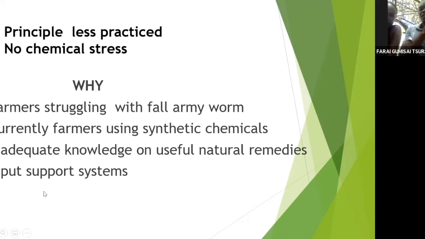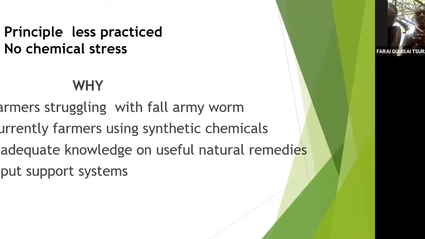Then on the principles which we are doing less in terms of practices, here we have no chemical trace. Why are our farmers not taking it up as we expect? Farmers are struggling with the fall armyworm. I think there's an outbreak of the fall armyworm here, and then farmers are reverting to use synthetic chemicals to try to mitigate the effects of the fall armyworm. And currently, the farmers are using synthetic chemicals to keep off that fall armyworm, which has become a challenge here.